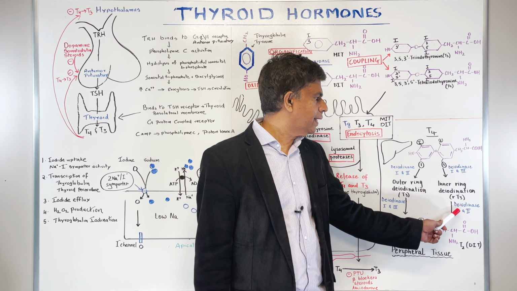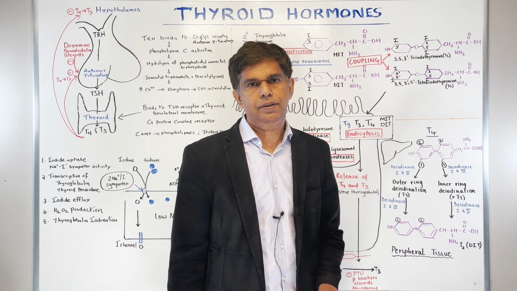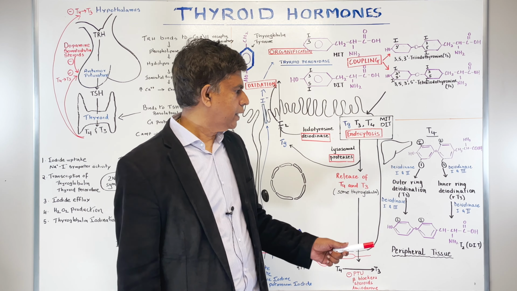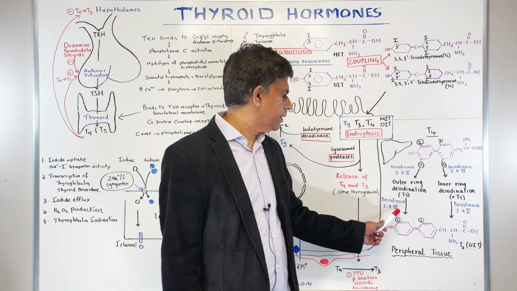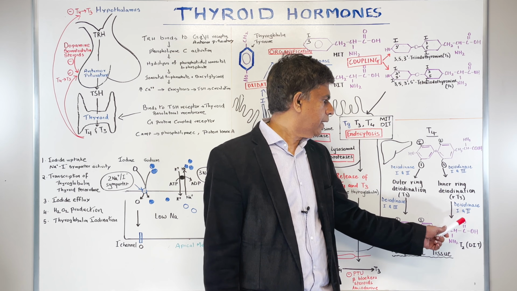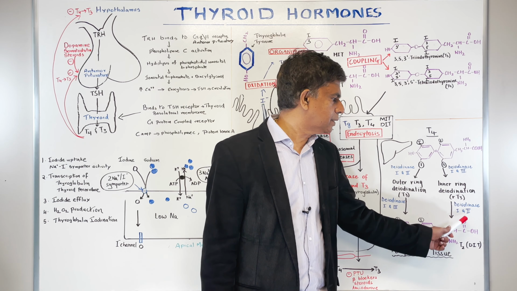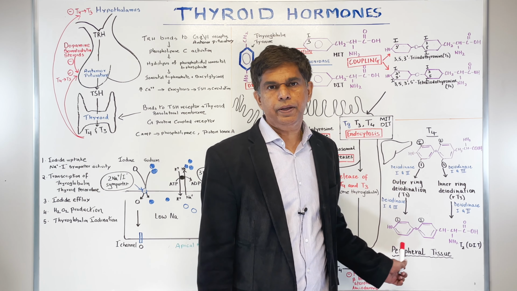Deiodination of the inner ring forms something called reverse T3, which is not biologically active. Only a very small amount is formed. Now, another step can also happen. Deiodinase 1 and 2 can convert this T3 into T2, and this reverse T3 also can be converted into T2. This is happening in the peripheral tissues.